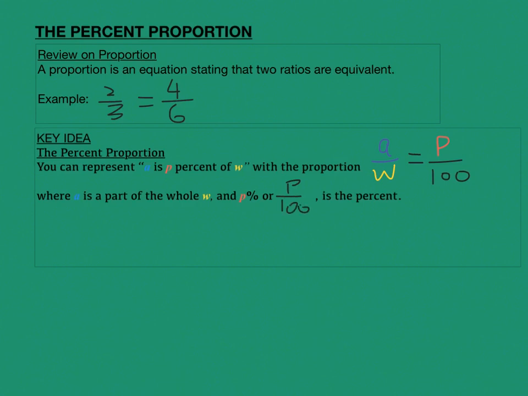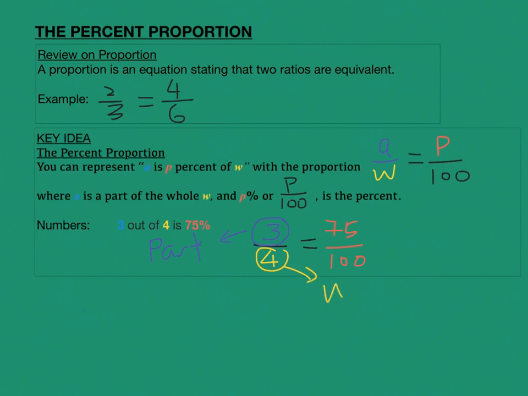is the percent. In numbers, when we say 3 out of 4 is 75%, we can write it as 3 over 4 is equal to 75 over 100, where 3 is your part, 4 is your whole, and your 75 over 100 is your percent.